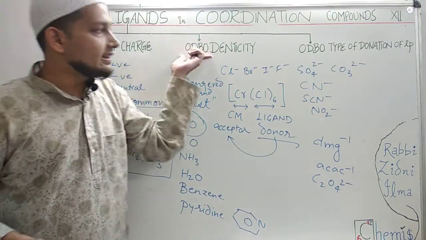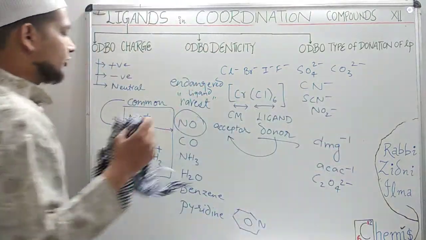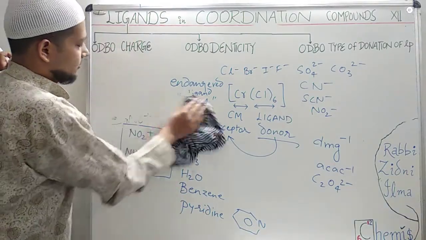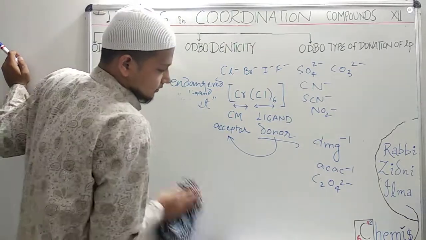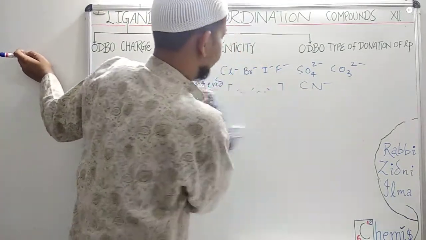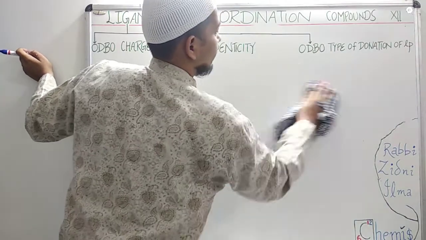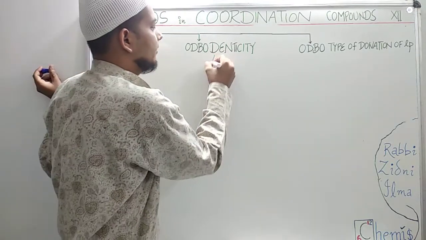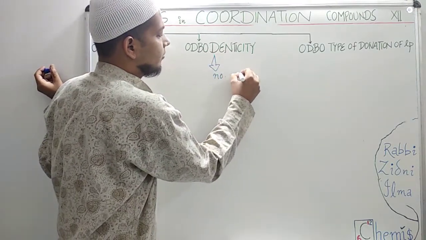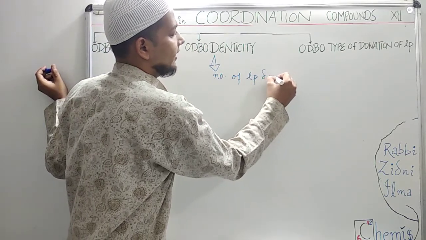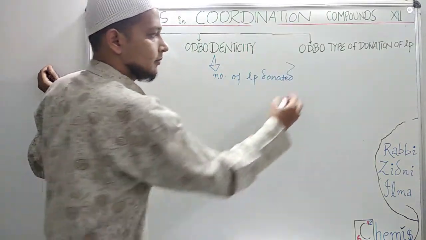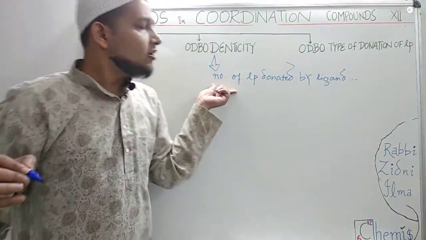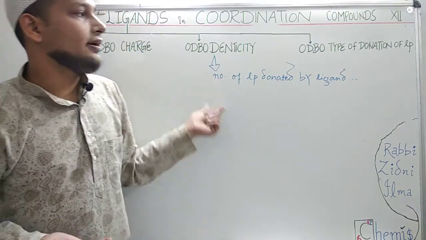Now let me move on to the denticity section. First, I will need to clean this up. If you want, you can take a good screenshot and write this down. So, what is denticity? Denticity is basically the number of lone pairs donated by the ligand. So the number of lone pairs donated by our ligand will be our denticity.